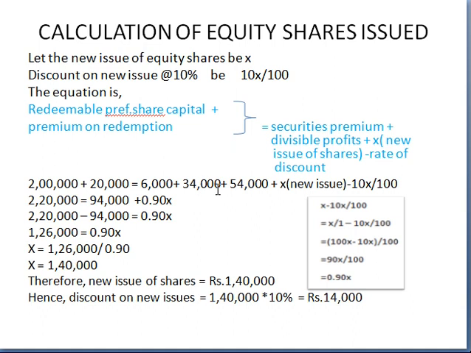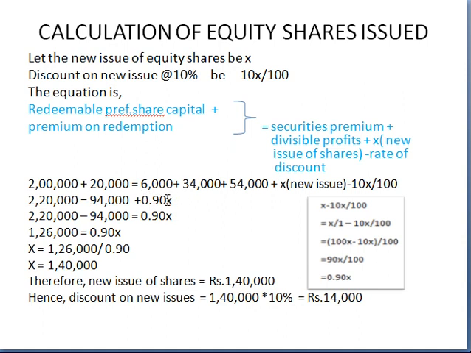That is entered here, 34,000 plus 54,000 plus X. That is the new issue of equity shares we have to calculate. Minus rate of discount we have taken as 10x by 100. Right? Now, after you applied these amounts, now we'll do the further calculation. So, 2 lakhs plus 20,000 is 2 lakh 20,000 equals. Now, add all these three items in your right side. So, 6,000 plus 34,000 plus 54,000, that is 94,000 plus you will be getting 0.90x.